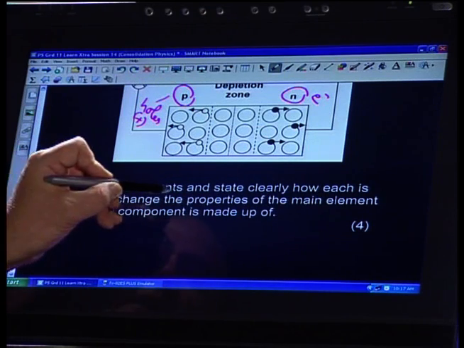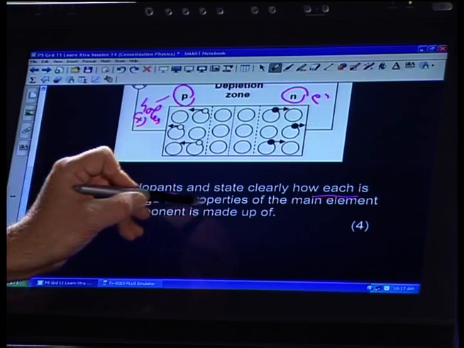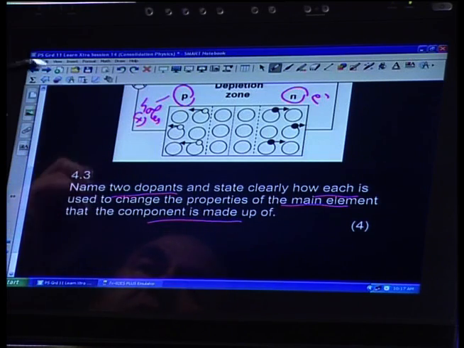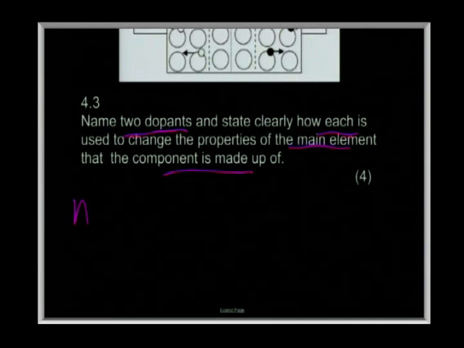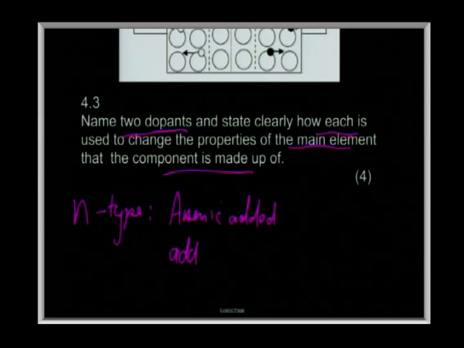So what it's asking here is to name the two dopants and say clearly how each is used to change the properties of the main element in the components. So let's start with the N material. N-type semiconductor material is usually going to have a dopant that is arsenic added. Arsenic is added to N-type material, and that means that it adds a free electron.